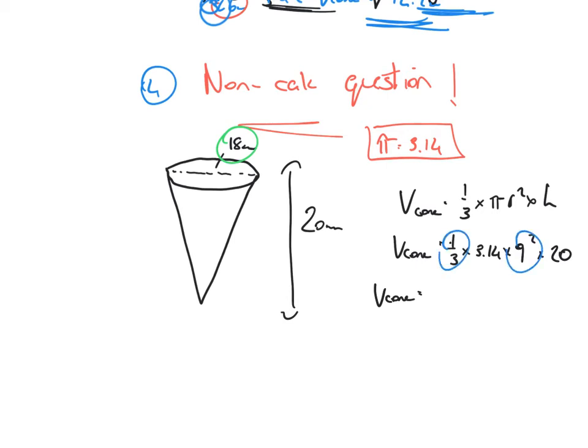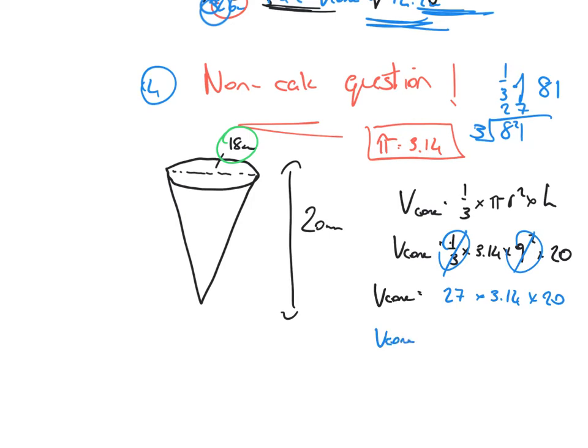Okay, well 9 squared is 81, so then 1/3 of 81, that's 81 divided by 3. 3 into 8 goes twice, remainder 2. And 3 into 21 goes 7, so that would cancel down to give me 27. So I've now got 27 times 3.14 times 20.